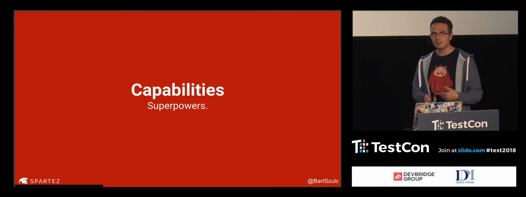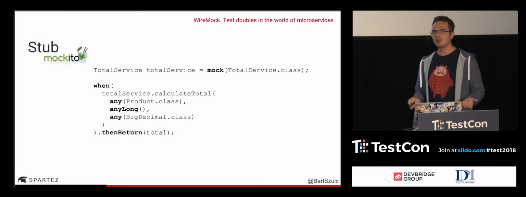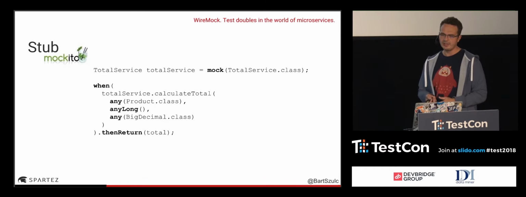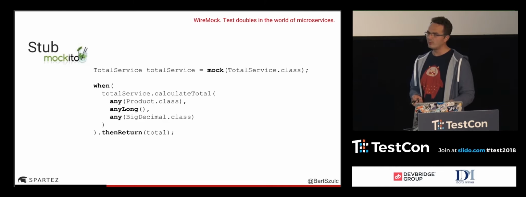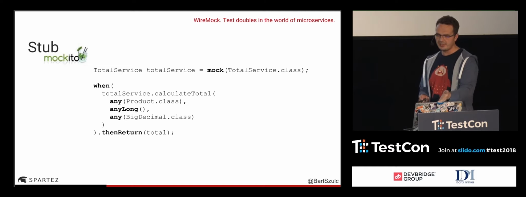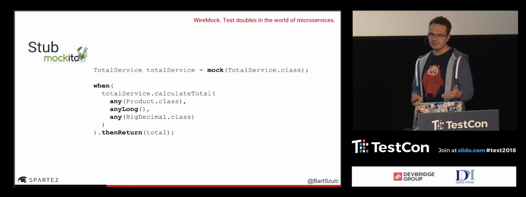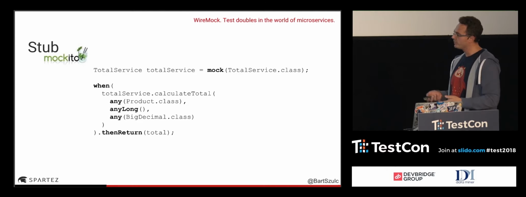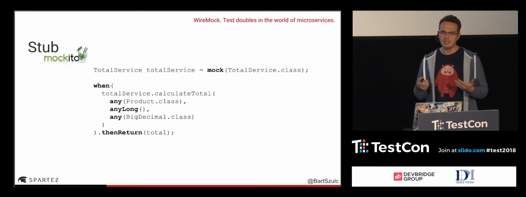Now about capabilities. So what you can do with Wiremock. The presentation is about test doubling. So as you probably know, there are three major types of test doubles. You have stubs, you have mocks, and you have spies, right? And this is how you create a stub with Mockito. So you basically have this static method called mock. In this case, we want to mock total service, and we are instrumenting that mock to return some total when the calculate total method is invoked on the mock, right?